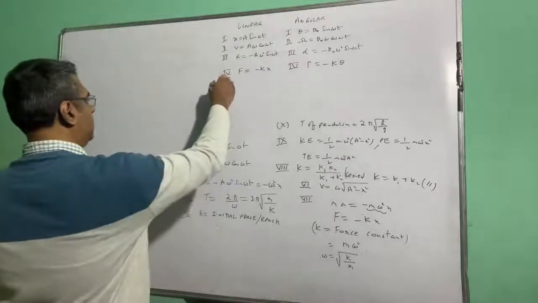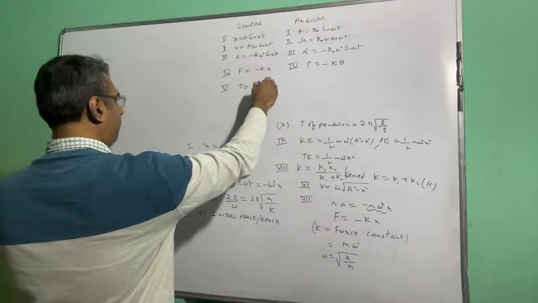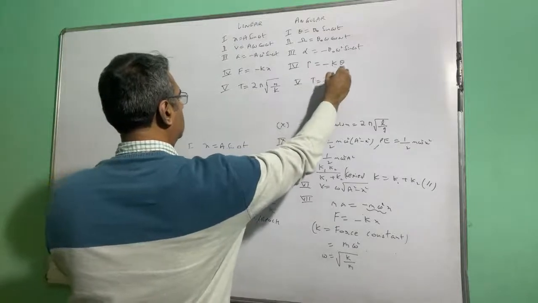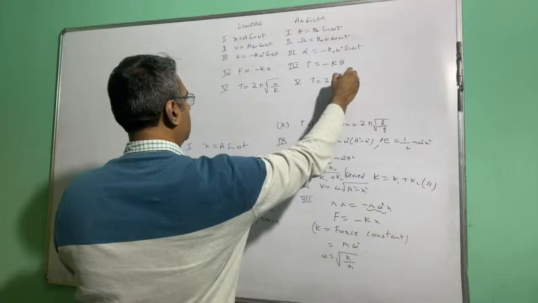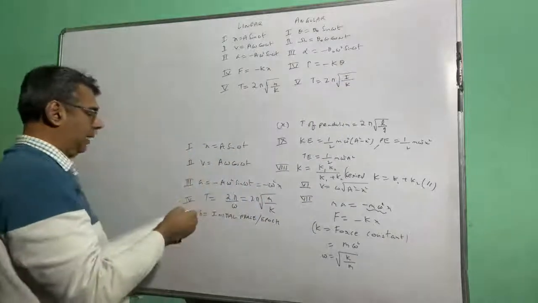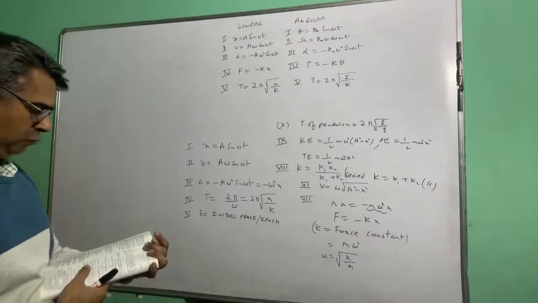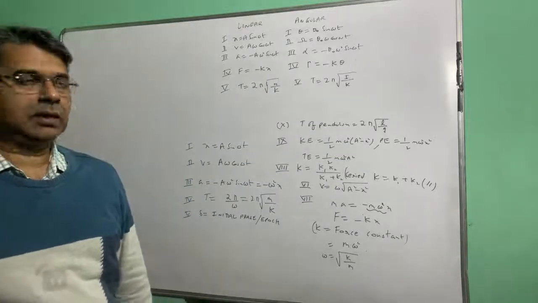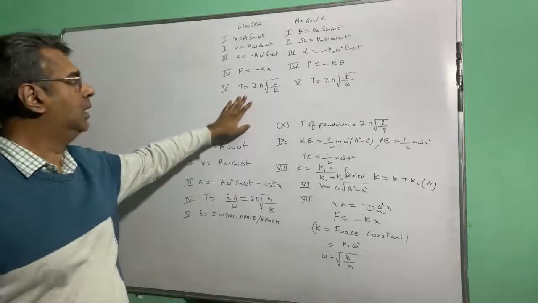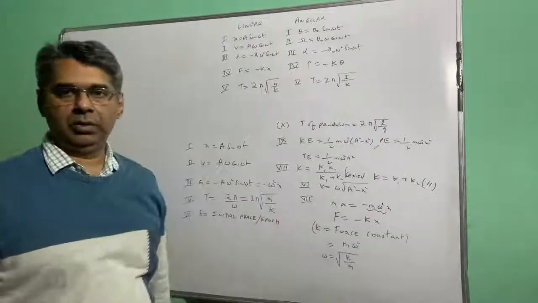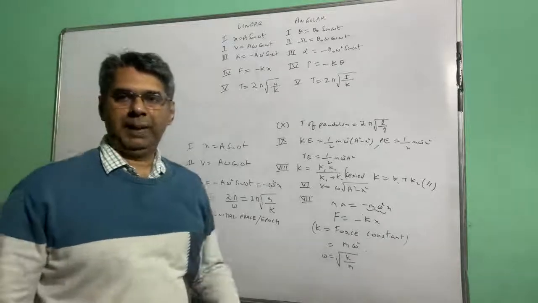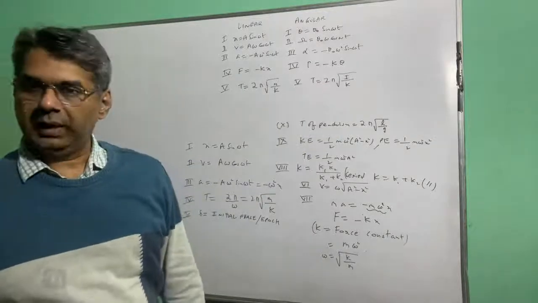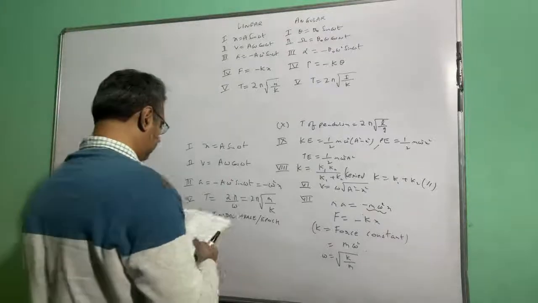So the next one is time period. So 2 pi root m by k. And here time period is 2 pi root I by k. So here time period is 2 pi root m by k, here time period is 2 pi root I by k. So these are the formulas of linear simple harmonic motion, and corresponding to this, these are the formulas of angular simple harmonic motion. Now the pendulum which we discussed, you can solve by this angular method also, right? You can do that. So let us see how that is done.